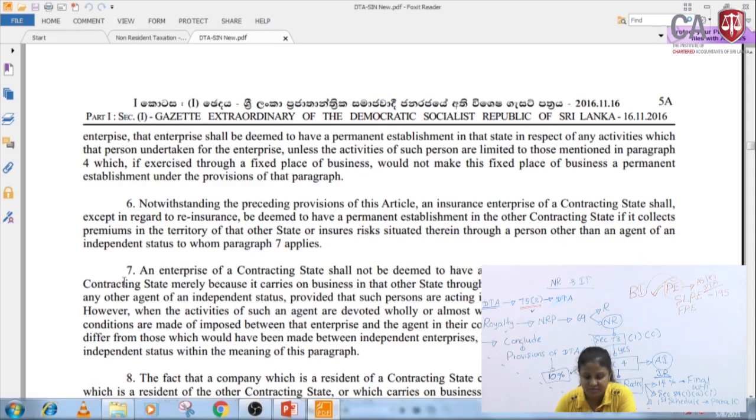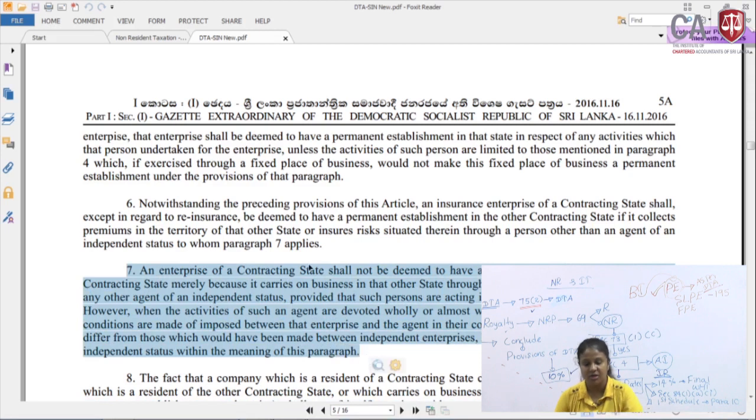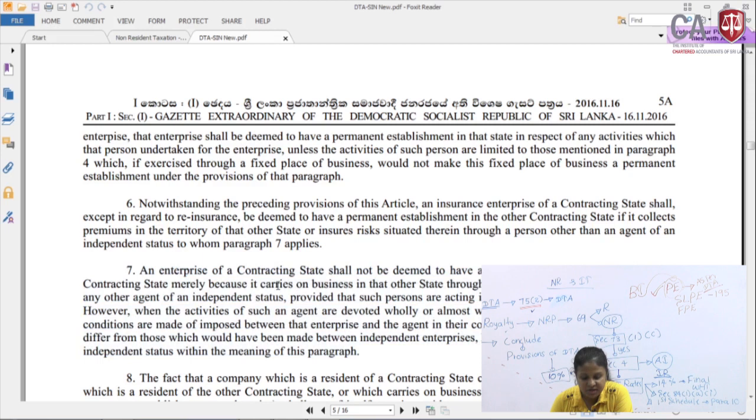Now come to paragraph 7. It's very clearly talking about the position of the independent agent. An enterprise of a contracting state shall not be deemed to have a PE in the other contracting state merely because it carries on business in that other state through a broker, general commission agent or any other agent. Underline or highlight this often. What status? Independent status.